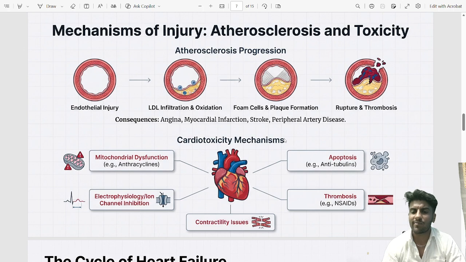Second, apoptosis, when the cardiomyocytes start dying. Next, contractility of myocardial fibrils.